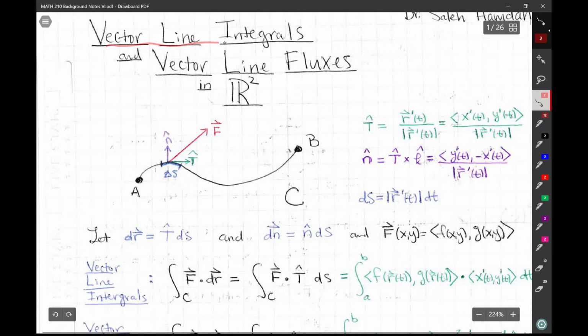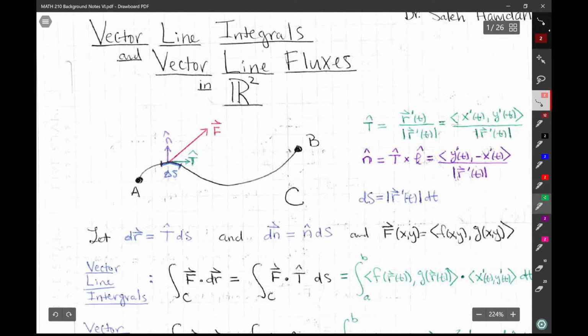Let's talk about vector line integrals and vector line fluxes. And let's stick to R2 for now so that we're in the plane. Suppose you have this curve C in the plane, and you also have a vector field defined in that plane. Here I'm just drawing the vector field at one point along this curve C.